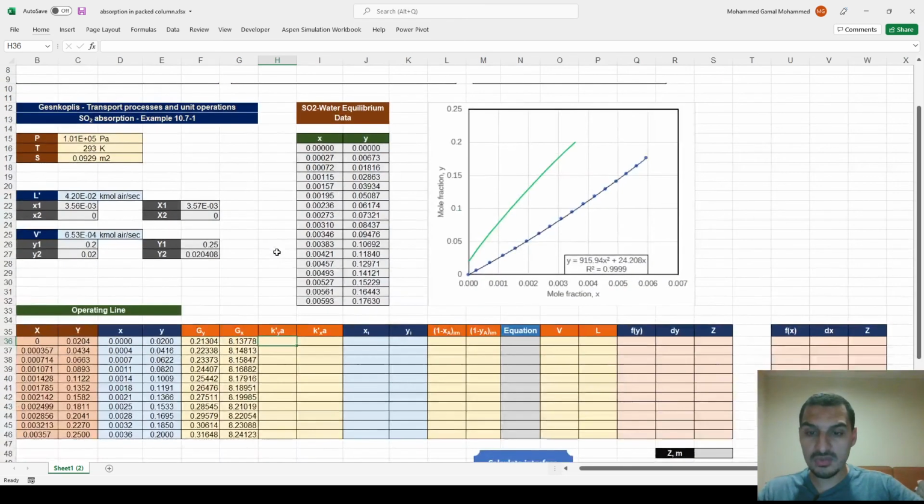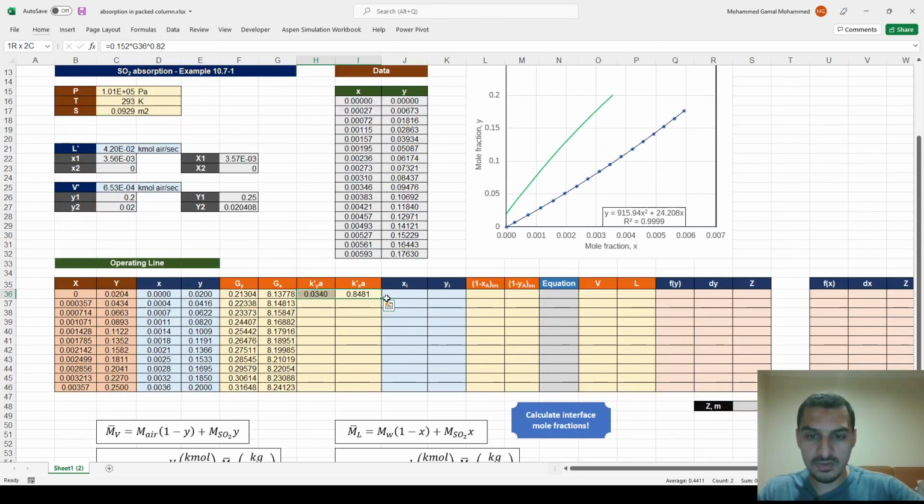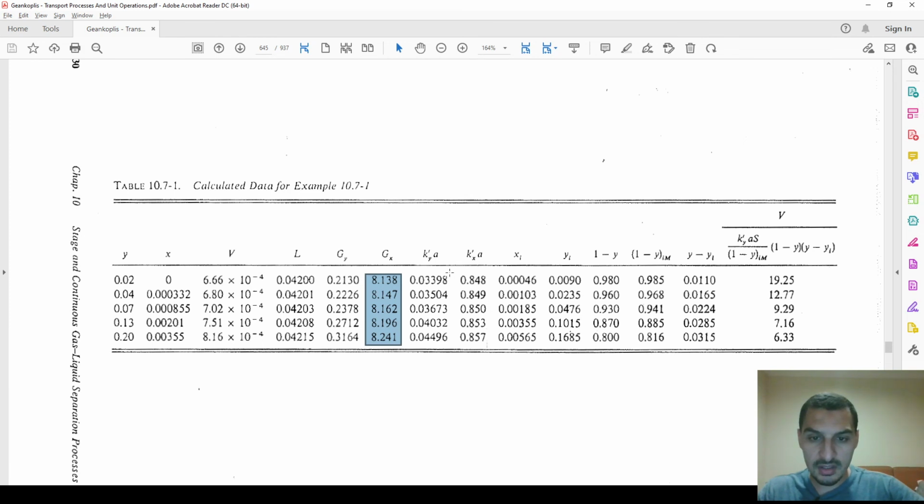Now let's go to the next step, which is the calculation of ky. So now I have k, gx and gy. It's going to be direct substitution in the equation for kya. It's going to be 0.0594 multiplied by gy to the power 0.7, multiplied by gx to the power 0.25, and for k dash x it's equal to 0.152 multiplied by gx to the power 0.82. So I have both calculated now, and I can say that I'm done with them. It's from 0.034 to 0.045, almost the same, and from 0.849 to 0.857.